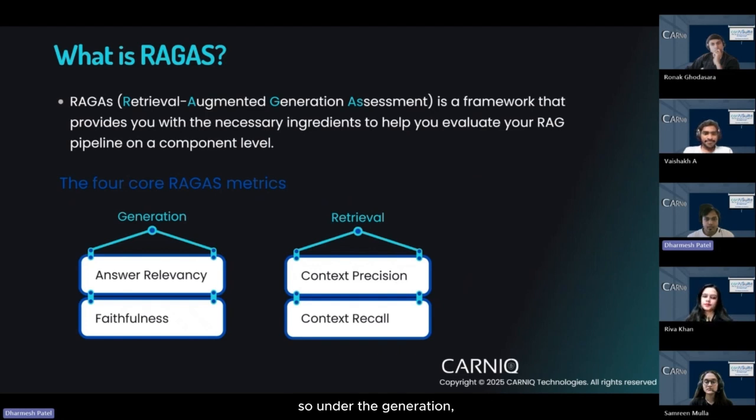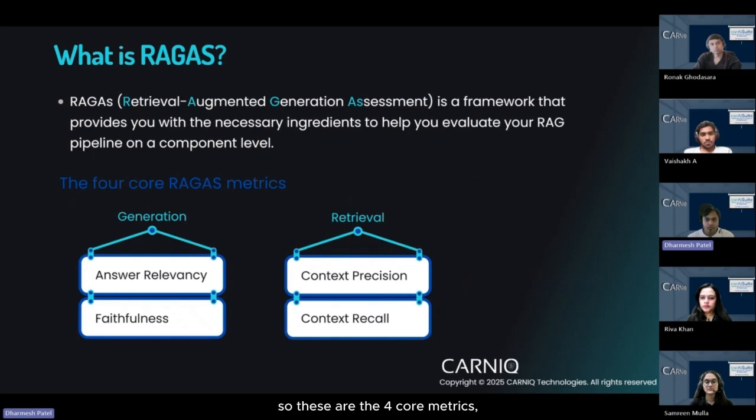Under generation, we look at answer relevancy: is the answer helpful or on point? Second is faithfulness: is the answer factually grounded in the data we provided? These two belong to the generation part. Coming to the retrieval part, we look at context precision: did we rank the most relevant information at the top of the retrieved chunks or not? The second is context recall: did we find all the information needed to answer the question?